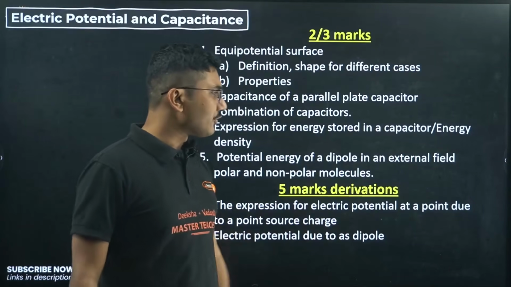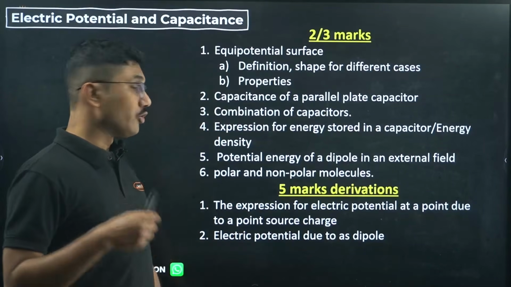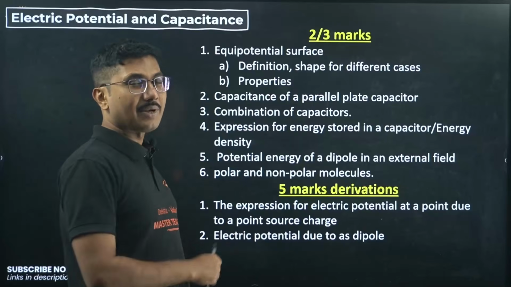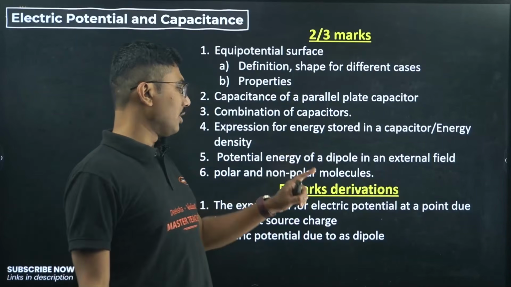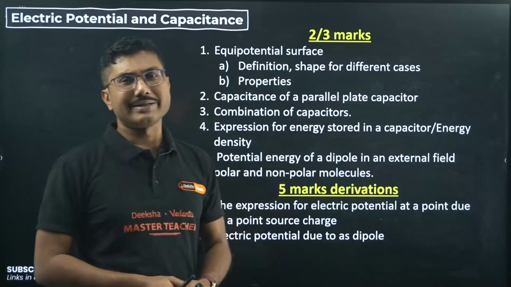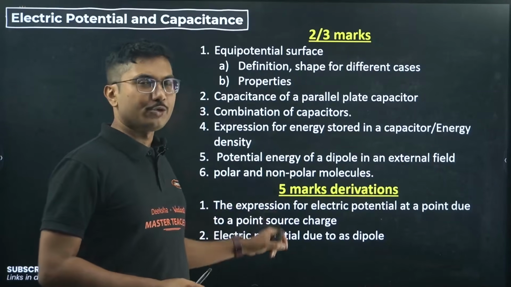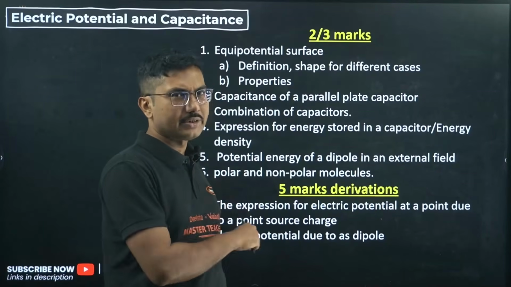Expression for electric potential at a point due to a point source charge. This derivation came last year, but there is a chance that it might come this year as well. Electric potential due to a dipole, if you want to have a backup, you should practice this, otherwise you can skip this derivation.